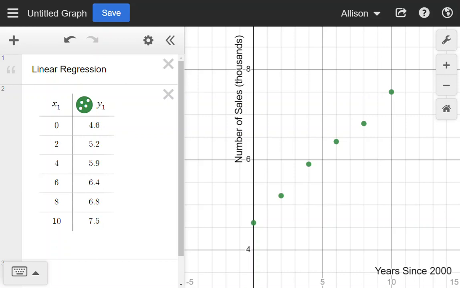I'm making an example here about linear regression and how to write an equation using regression. This is a made-up data set, but I'm going to use the labeling on this that the X values in my chart are the number of years since 2000 and the Y values in my chart are the number of sales in thousands. So for an example, it should be similar to examples that you would see in real data that you might be able to use linear regression on.